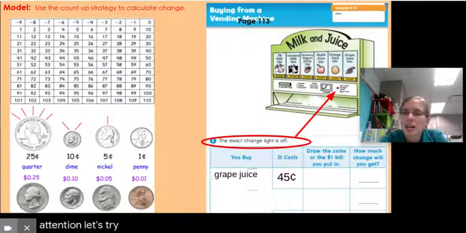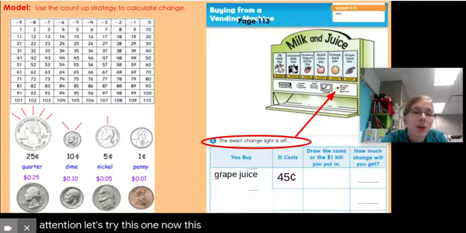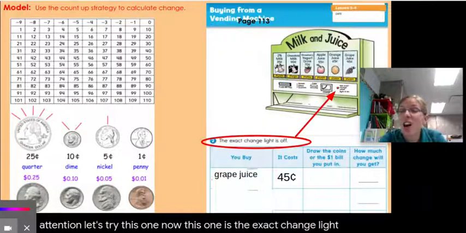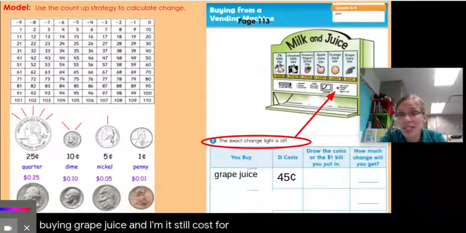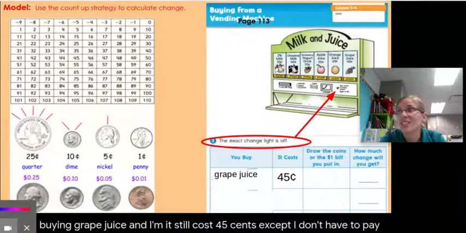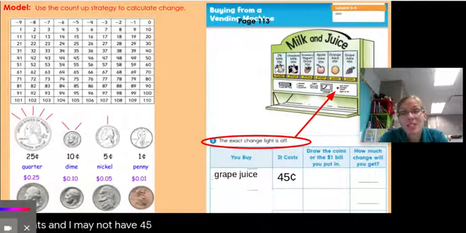Let's try this one. Now this one, the exact change light is off. So I'm still buying grape juice and it still costs 45 cents, except I don't have to pay 45 cents and I may not have 45 cents, and I don't.